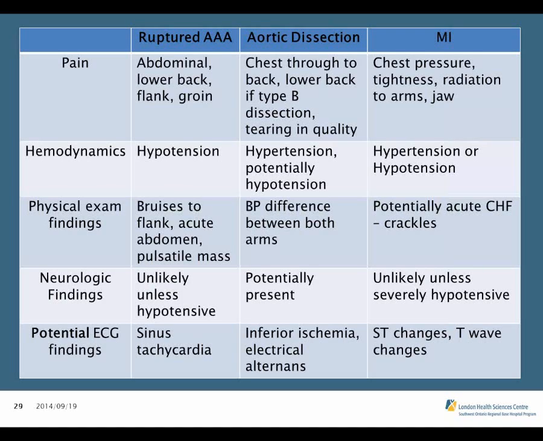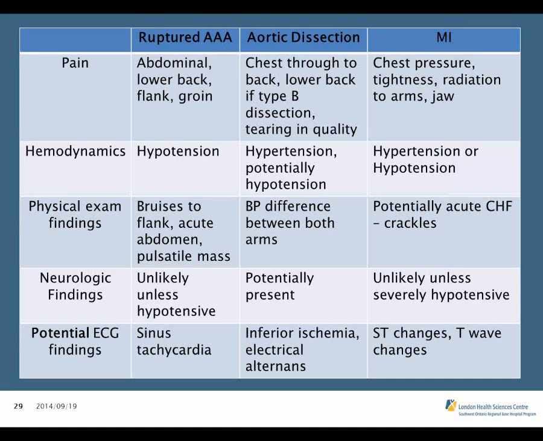So I'm just going to go over a table showing the different presentations and characteristics of ruptured AAA and aortic dissection, and then I'm also going to contrast that with MI. The pain with ruptured AAA is generally lower than that of aortic dissection. It's in the abdomen, the lower back, the flank, the groin. And with dissection, the pain is located mostly through the chest to the back, lower back if we're talking about a type B dissection, one involving the descending aorta. And as I've said many times, it's usually more tearing or ripping in quality.